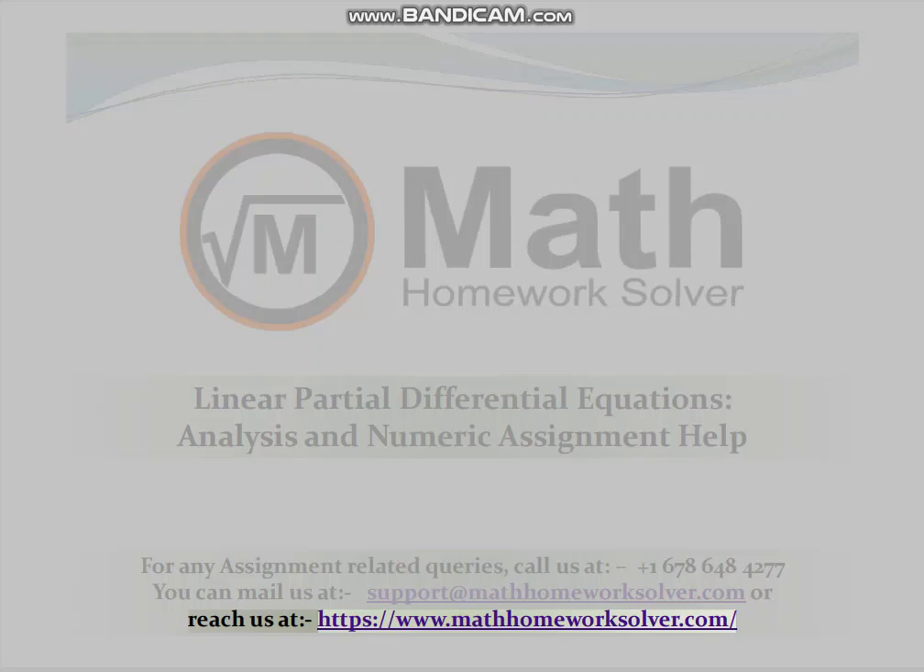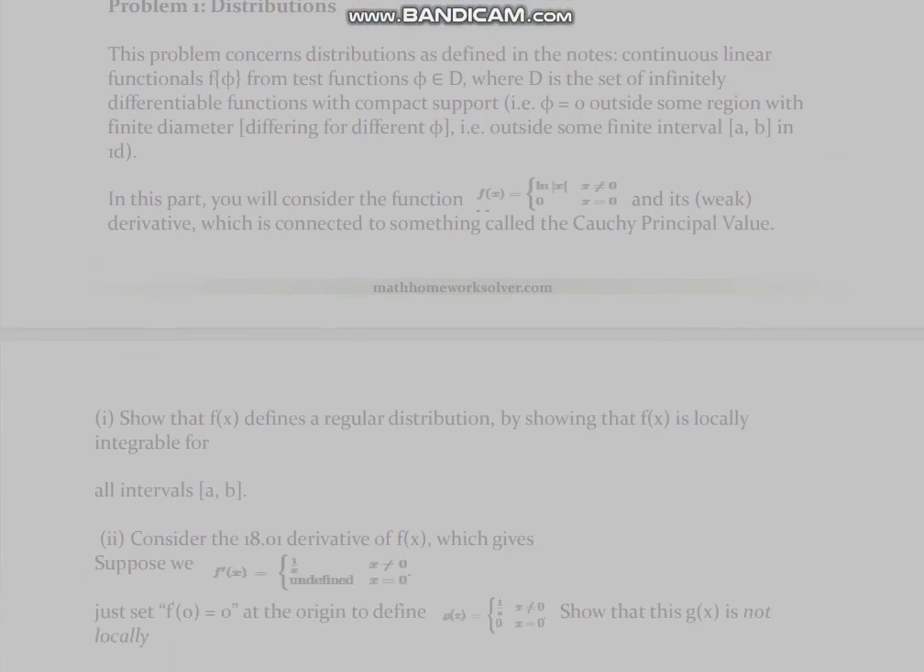Problem 1. Distributions. This problem concerns distributions as defined in the notes. Continuous linear functionals f[φ] from test functions φ in D, where D is the set of infinitely differentiable functions with compact support, i.e. φ equals 0 outside some region with finite diameter, differing for different φ, i.e. outside some finite interval (a, b) in 1D.